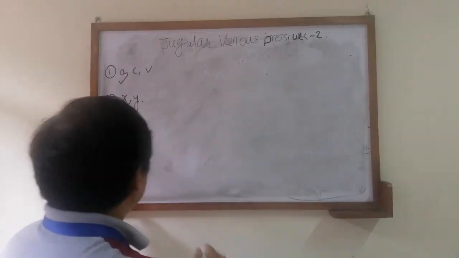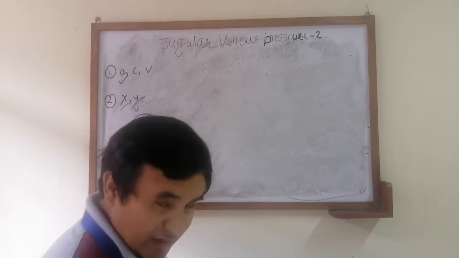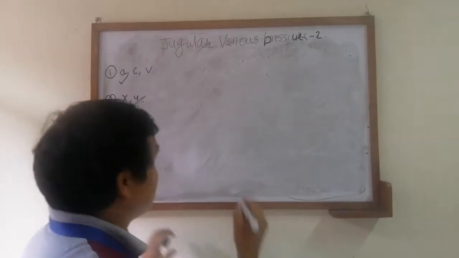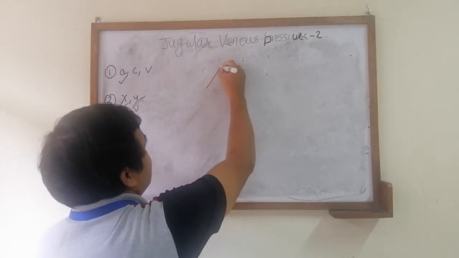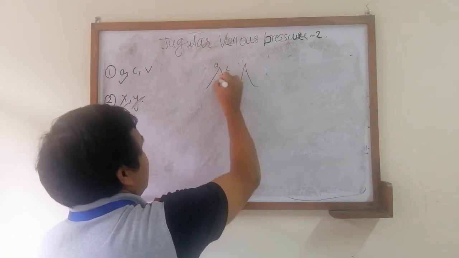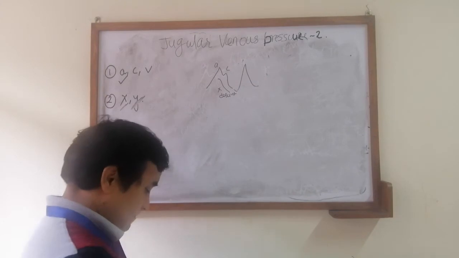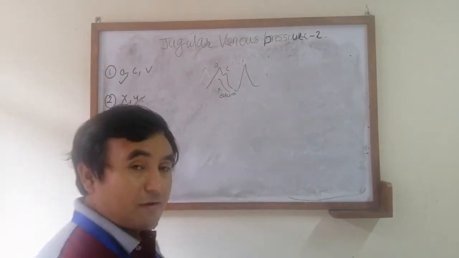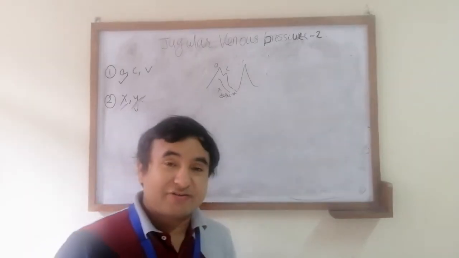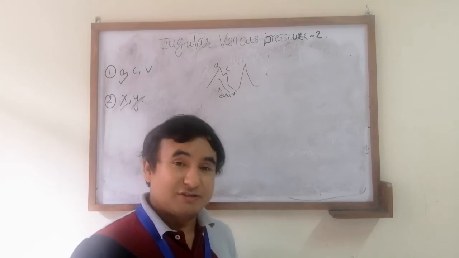Then we have to learn about the X descent and the Y descent. X descent and the Y descent is very important. So what is the mechanism of X descent? The mechanism of X descent is because of the atrial relaxation.